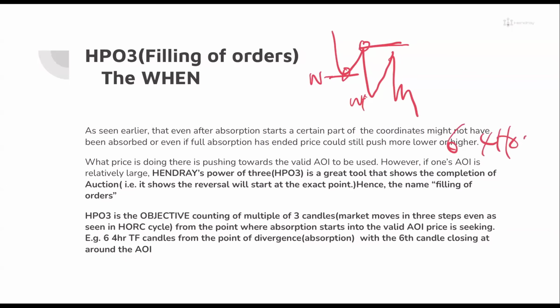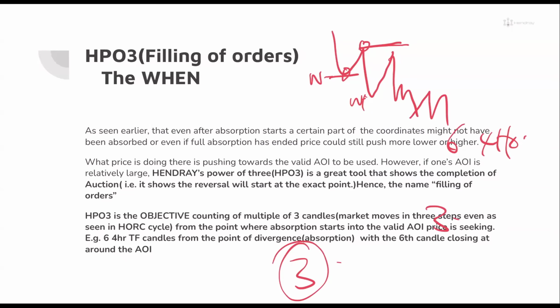So you will now be like, how do we know if it is 6 4-hour candles that will be formed, or just 3 4-hour candles, or even it can be 3 days. 3 days is also what? 3 is a multiple of what? It's a multiple of 3. 3, 6, 9, 12, 15, 18, and the likes.